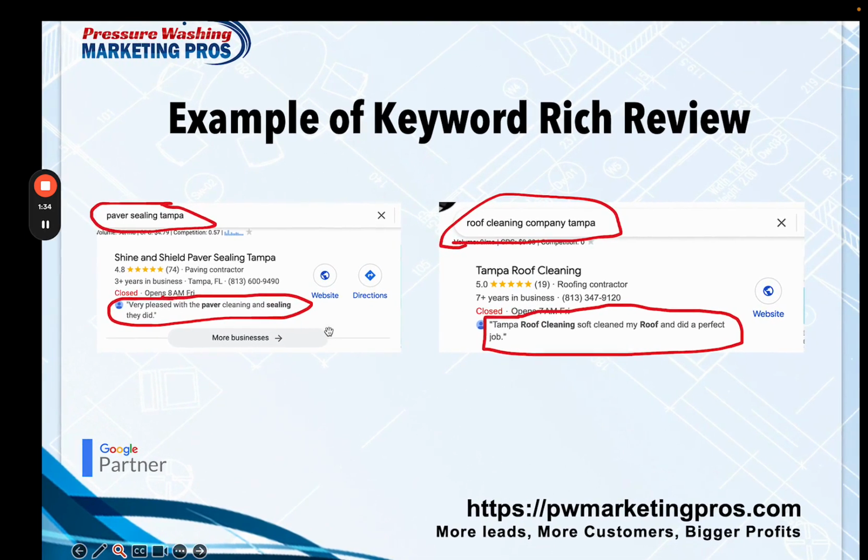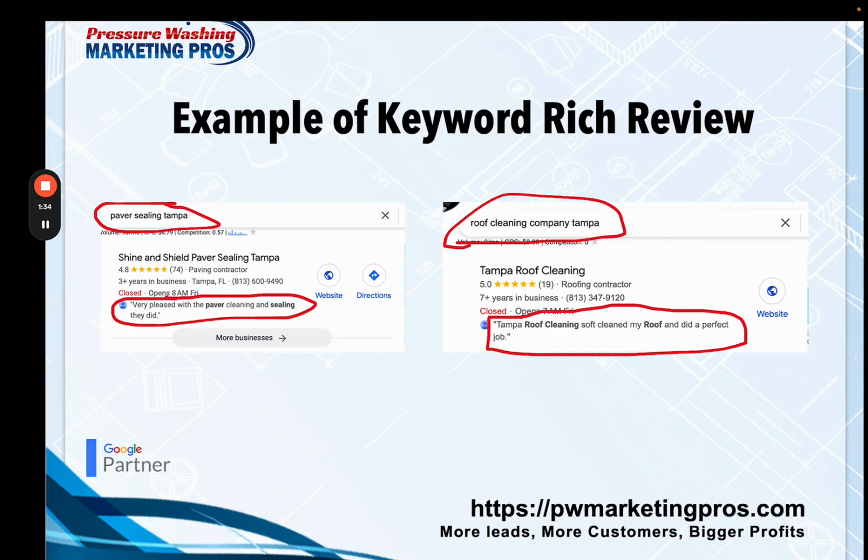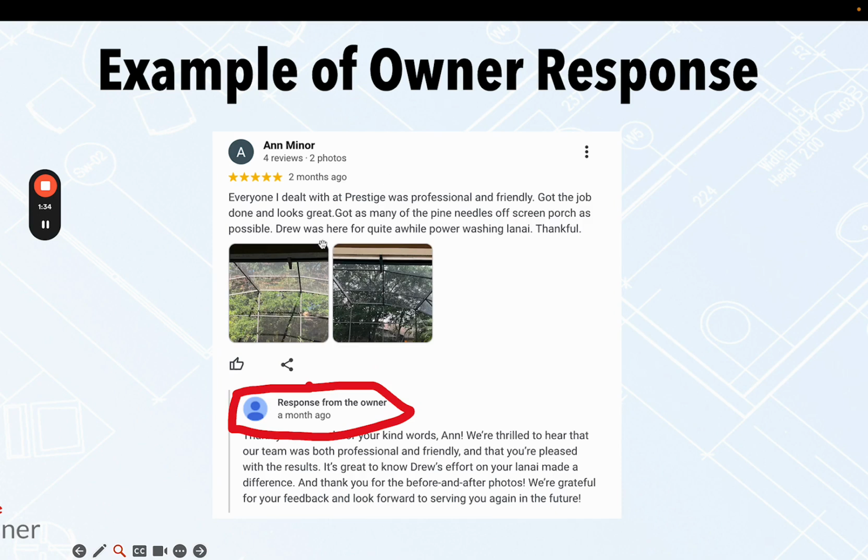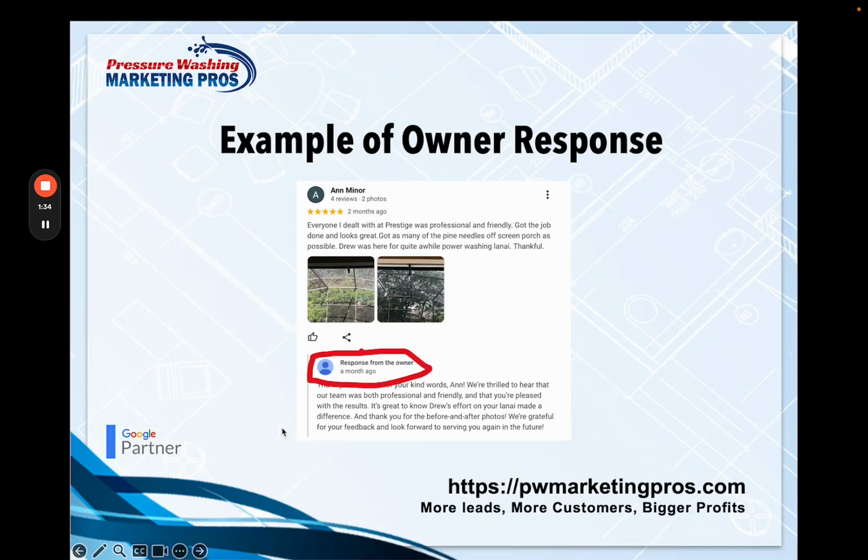but I just could not find at the time a review with an exact match keyword. But still, guys, when they do have exact match keywords in the reviews, it does help because it gets displayed right here. So the more of those that you have, the better. So example of owner response. So here's somebody that went ahead and left a good review for somebody, and then the owner responded, right? So that is very good.